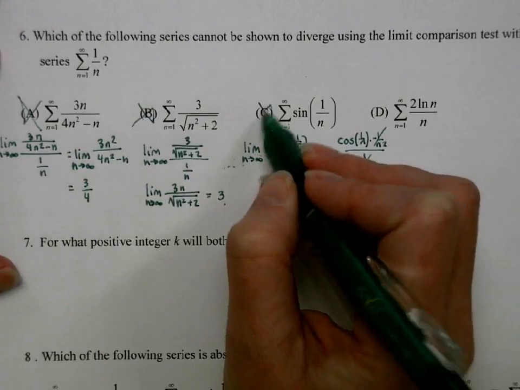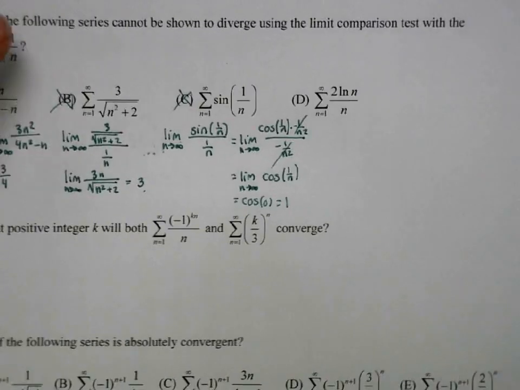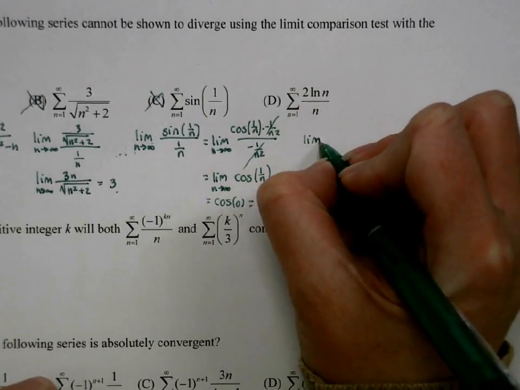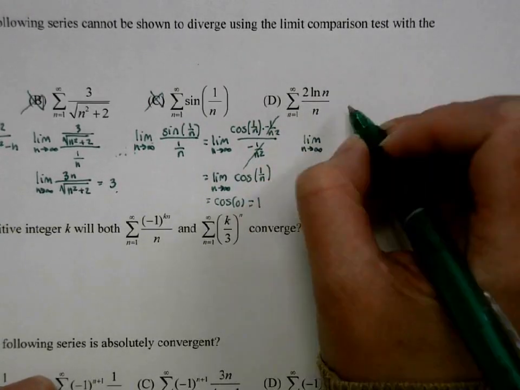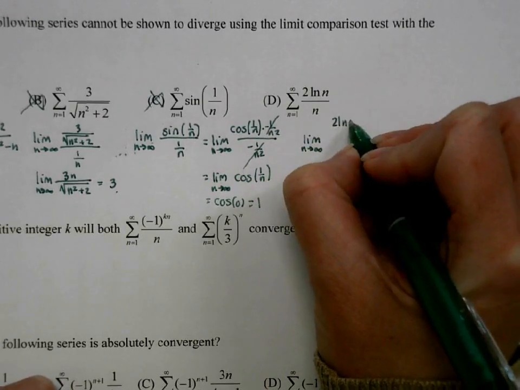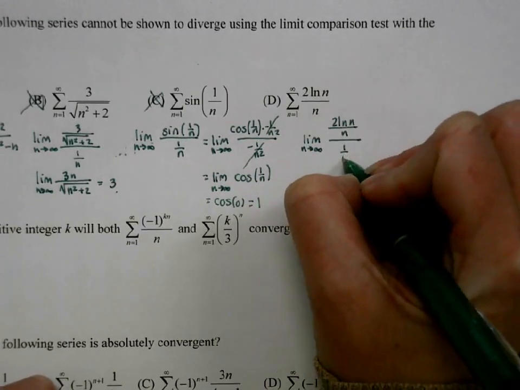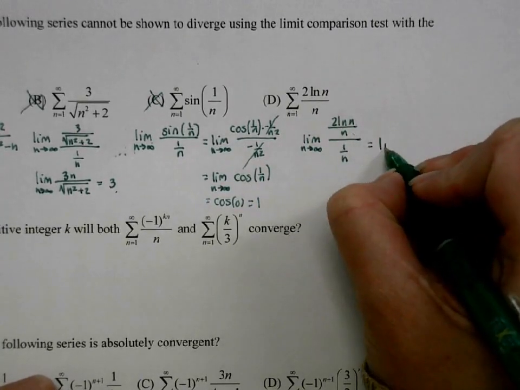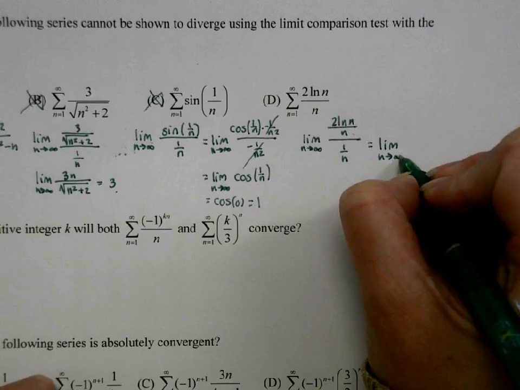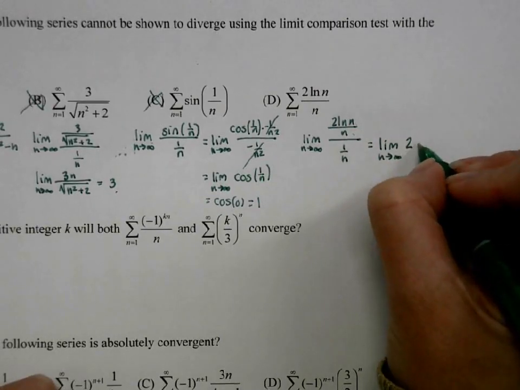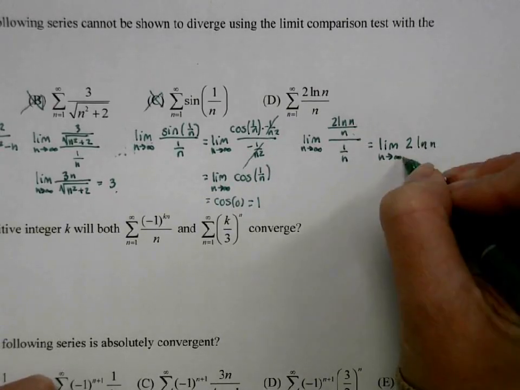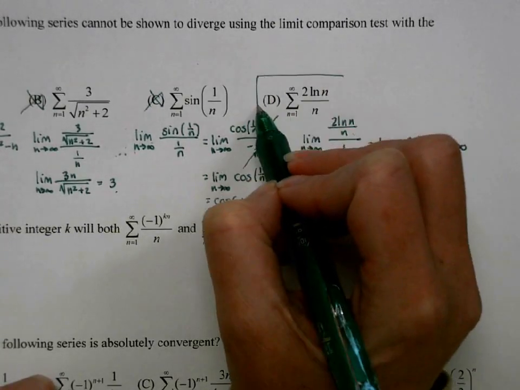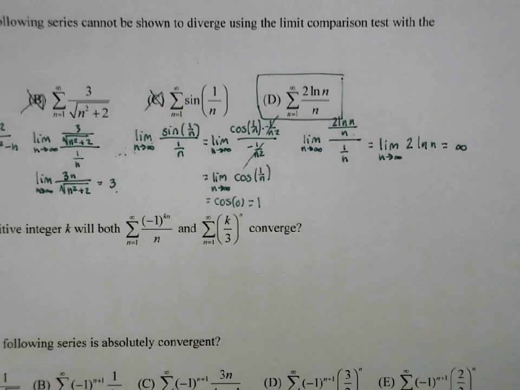Okay, so process of elimination leads us to D, but let's go ahead and confirm. Okay, if I reduce this, we have the same denominators. So this is the same as the limit as n goes to infinity of 2 natural log of n. As we go to infinity, that's going to go to infinity. So this one, the limit comparison test will not work with 1 over n. So that's our answer.